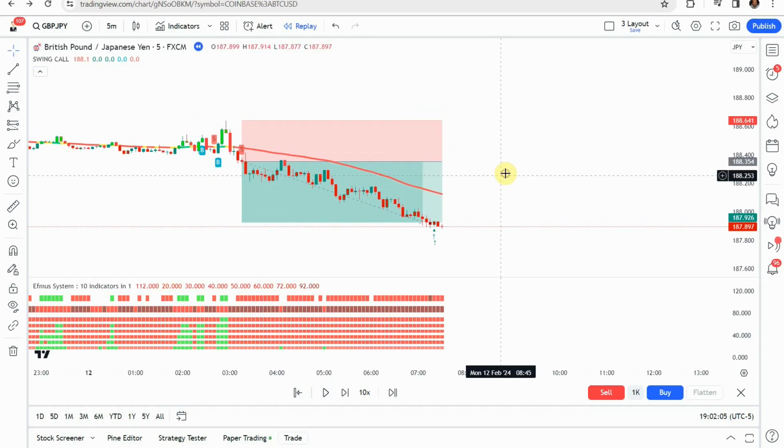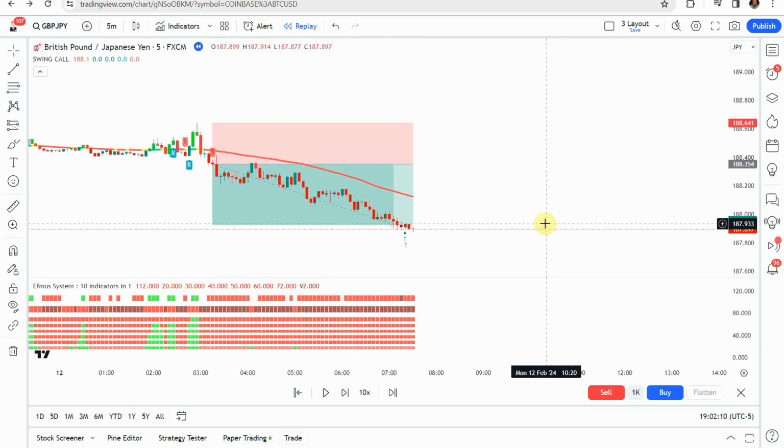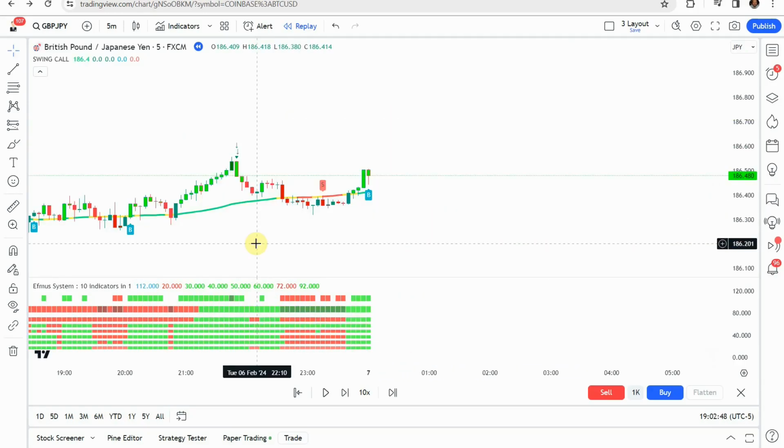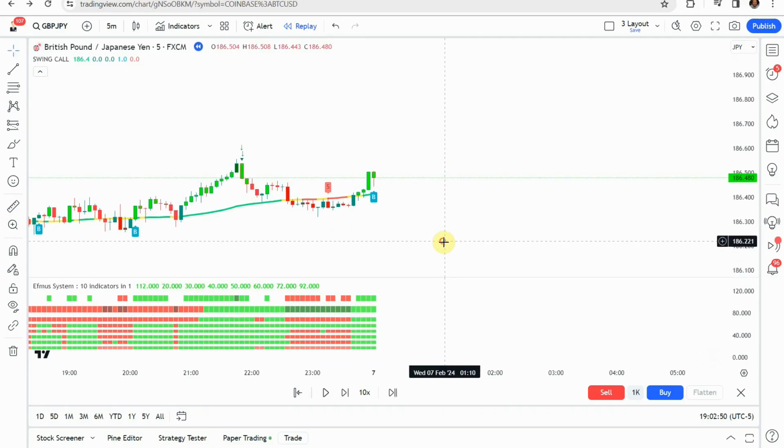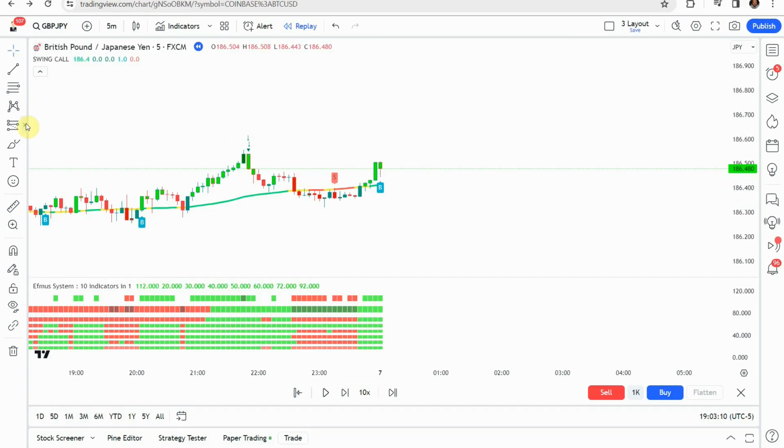Now you see there that we make a pretty nice steady climb straight down, getting us to our take profit. And for a long trade, what we're looking for is going to be a buy tag, buy signal right here from the swing trade signals indicator. We're then again going to look down to the 10 in 1, and we want all the boxes to be green of some sort. Again, sometimes they're this dark green, but green nonetheless. And once again, that's going to be your signal to enter into a long trade.